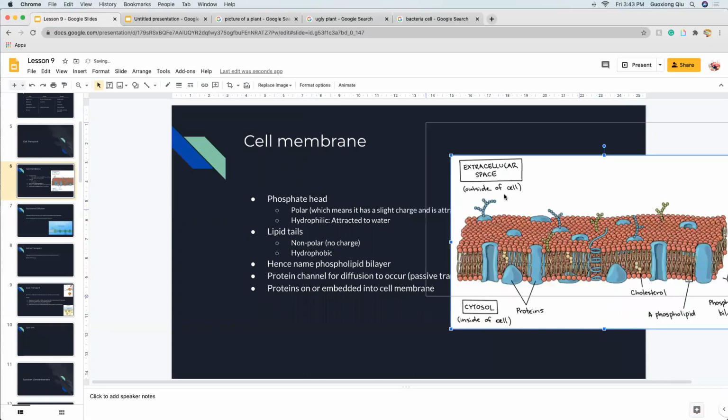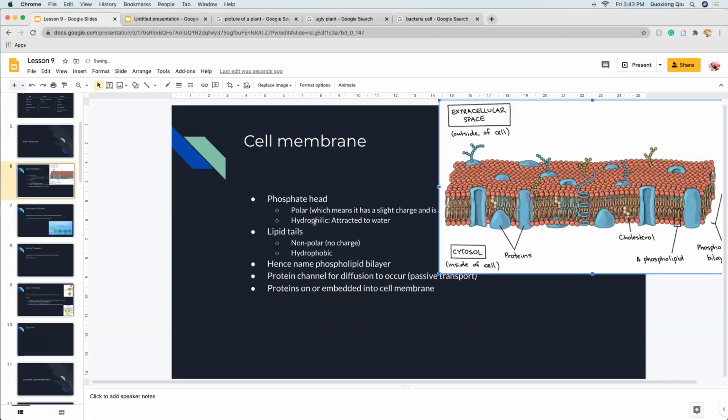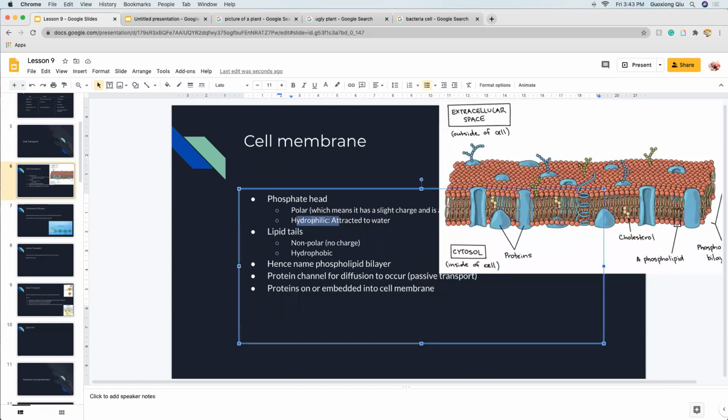I forget. And it's attracted to water. So that means the phosphate head is hydrophilic, which just means attracted to water. Here, let me redefine this. Phosphate heads are polar. And polar means the object has a slight charge. Polar objects are hydrophilic, which means polar objects are attracted to water. Next, lipid tails. There are two lipid tails attached to each phosphate head in the cell membrane. They are nonpolar, meaning they have no charge, and nonpolar objects are hydrophobic, which means they are afraid of water.